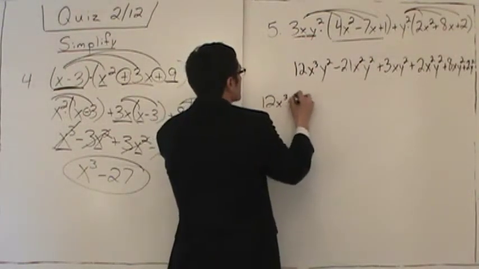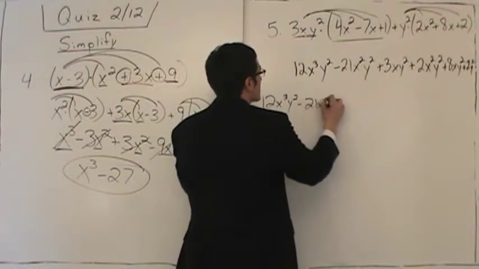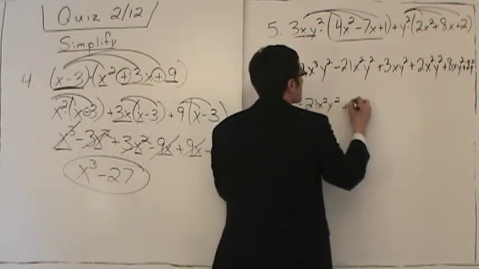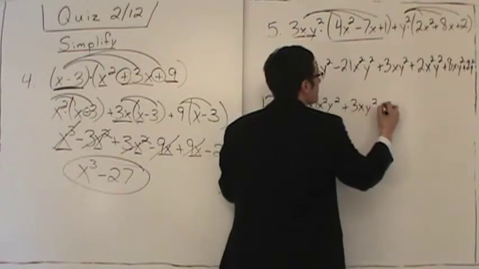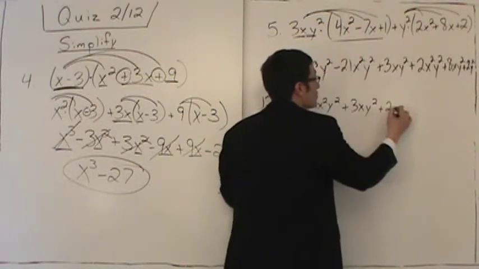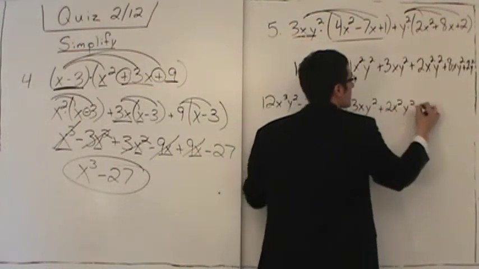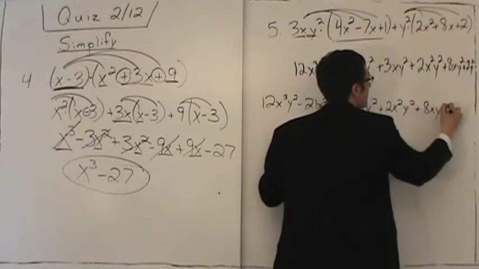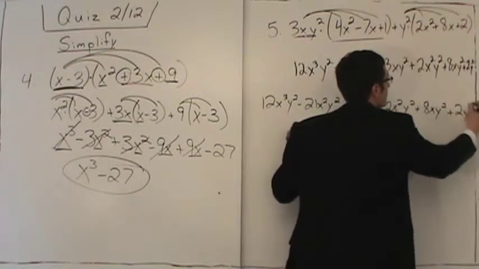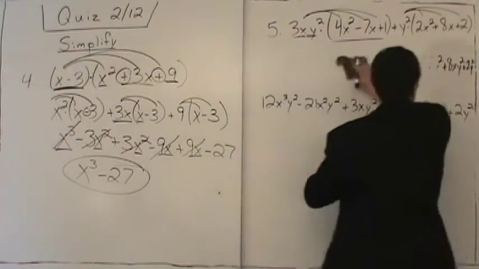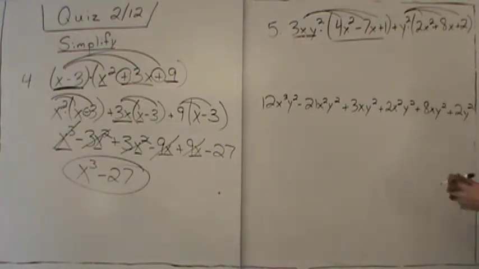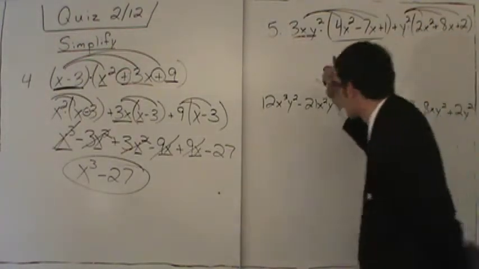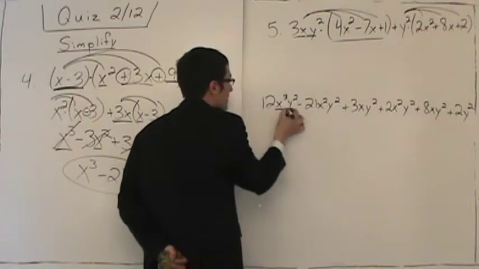12x cubed y squared minus 21x squared y squared plus 3xy squared plus 2x squared y squared plus 8xy squared plus 2y squared. Okay, so I'm just erasing this so you can see it. Now, we are done multiplying. Now we're adding. So we're asking, does anything match x cubed y squared?